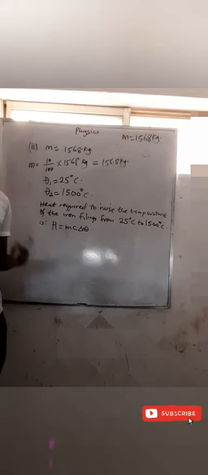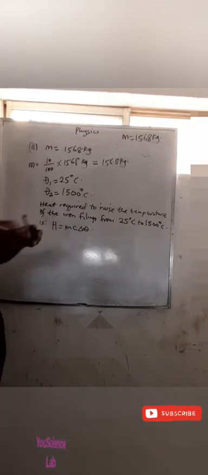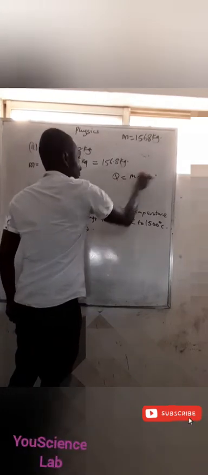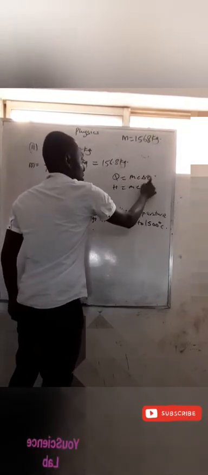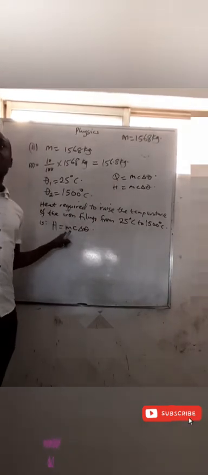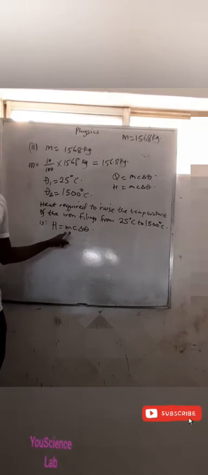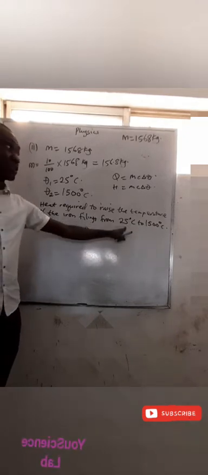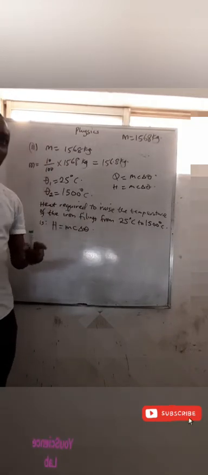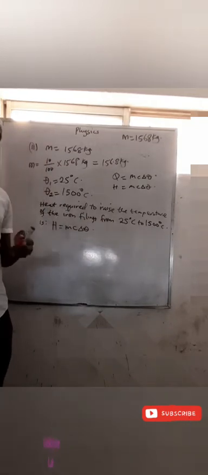I said you can use Q or what? H. It doesn't mean H. Quantity of heat supply. MC delta what? Theta. H equals MC delta theta. Heat. Quantity of heat supply. You can use any of them. I will follow it. So this is the quantity of heat required to what? Raise the temperature from what? 25 degrees to what? 1,500. What's your question? The iron filing, is it gaining heat? Yes, it's going to gain heat.